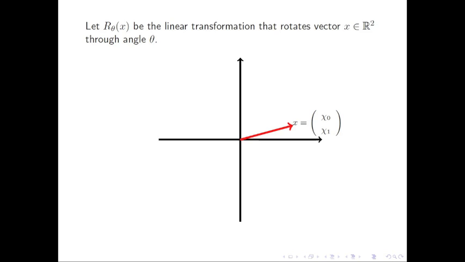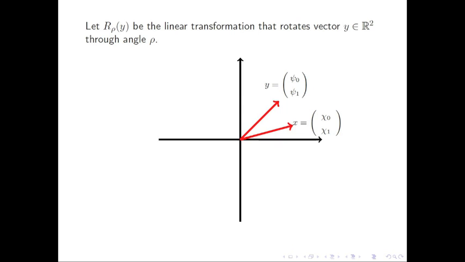Recall how to visualize rotating a vector in 2D. We will denote the transformation that performs this rotation with r sub theta, so that rotating a vector x through an angle theta yields the vector r sub theta of x. Remember that the rotation can be represented by a matrix that involves the cosine and sine of the angle theta.